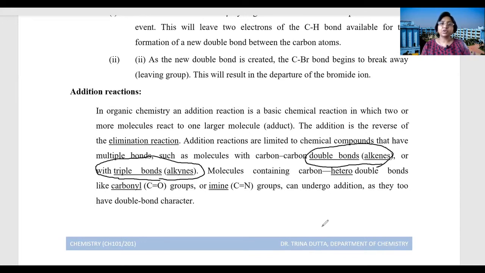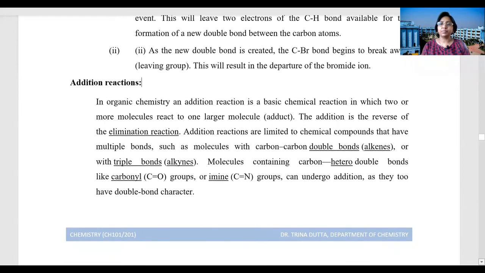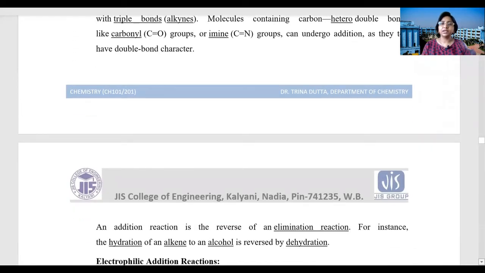So molecules containing carbon-hetero double bonds, like carbonyl C=O, like cyanide C≡N groups, can also undergo addition reactions. As they too have the double bond, that is why the addition reaction is possible. So either there should be a double bond or triple bond, that means the unsaturated carbon.